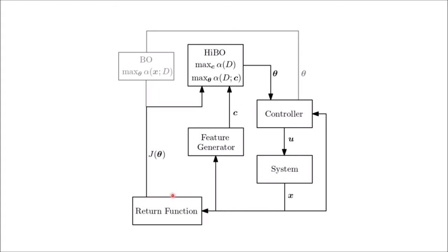In our hierarchical BO, we first generate features based on the positions x of our system. We first start by finding the optimal features c, and then condition the parameter acquisition function on the optimal features c, then calculate the parameter theta, and give it back to the controller.